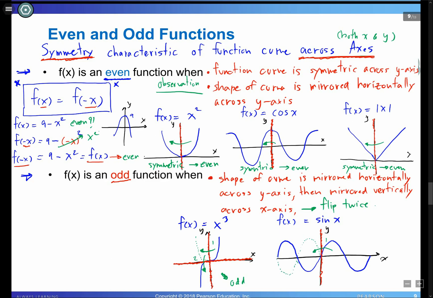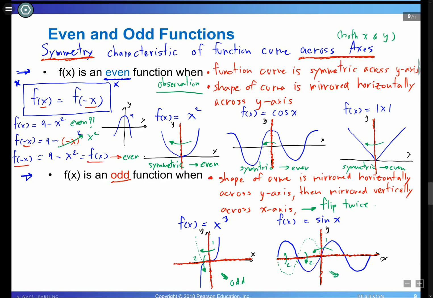Flipping first time, I don't get the blue one on the left hand side, and I need to flip again vertically across the x-axis. This time I consider this x-axis as a mirror, and I flip this green dotted curve down here, and at the same time this is going to get flipped up. So this is the second flip, and I'm going to get that blue line on the left hand side of the y-axis. Exactly the same thing. So flipping twice, I get what I want.